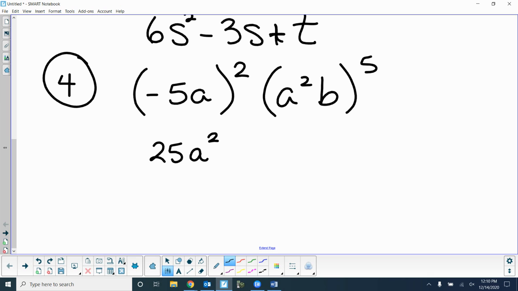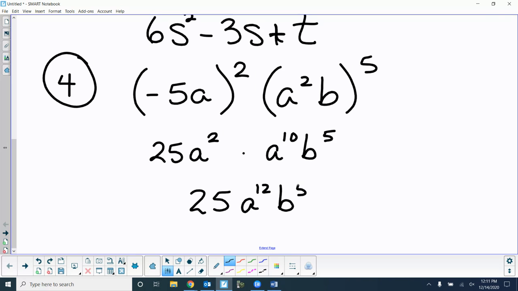And then the other one, it's got exponents inside and out. What's the rule when there's inside and out? Multiply, yeah. So that's a 10 and a 5. Now that I have this monomial times this monomial, I multiply the coefficients. 25 times 1. What do we do with the exponents? We add them. So this is a to the 12th and b to the 5th.